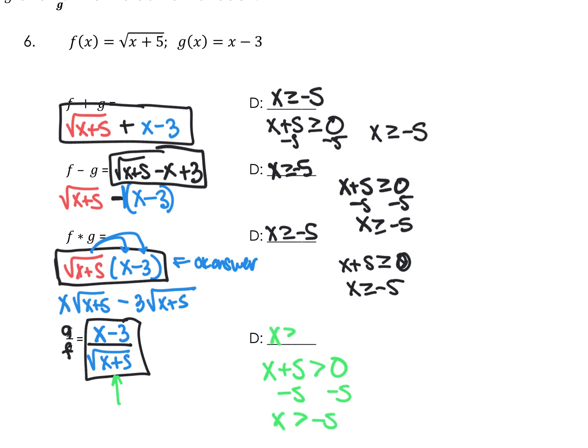So this one's a little bit different than the other 3 because it does not have the equal to on the bottom. Okay? It's just greater than negative 5. That's important that this one is different than those 3. And it's because the square root is in the denominator.